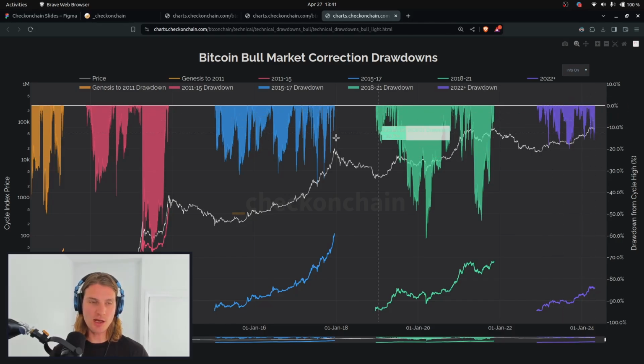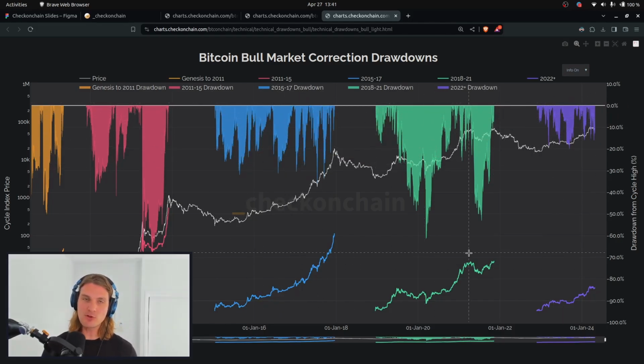This structure is very much similar to 2016, 2017. It feels a lot more like a spot-driven market, there's support under the market. To me, I think this chart tells a really, really powerful story.